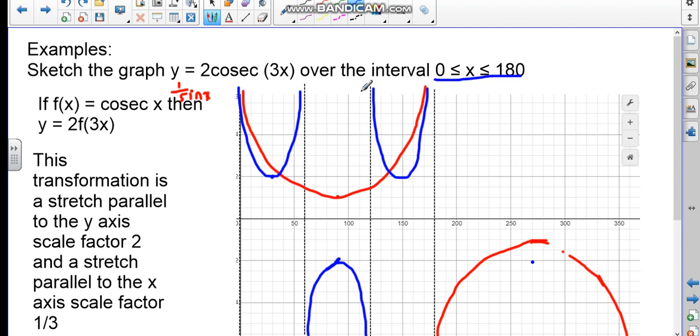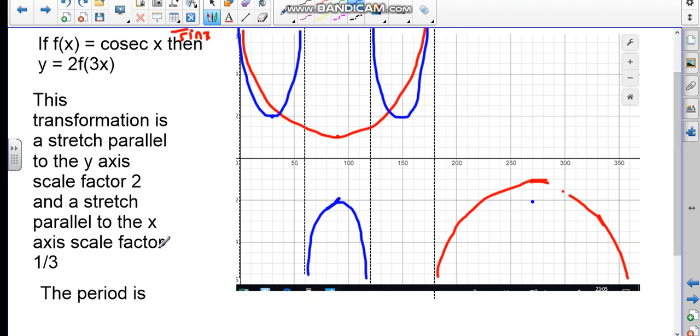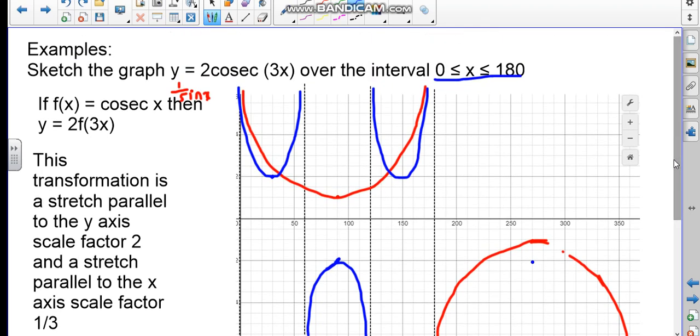So the blue graph is what we need, the red graph is just working. But again, if you're doing this in an exam, do your working lightly in pencil and do your graph really clearly and label it as the one you want to be marked. So the period we've said is 120 degrees. Hopefully you've understood that.